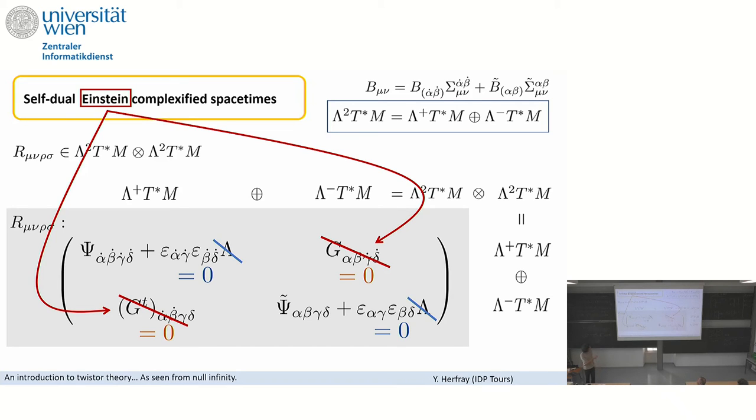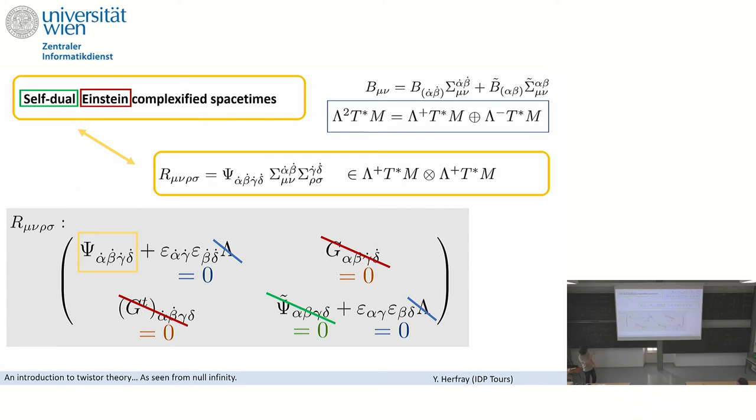So what is left? Well, you have this piece, which are the self-dual and anti-self-dual Weyl tensor. Self-dual Einstein complexified spacetimes means that the scalar curvature is zero, Ricci flat, the Einstein tensor is zero, and also the anti-self-dual part of the Weyl tensor should be zero. So all that is left is the purely self-dual part of the Weyl tensor. Sometimes people call them half-flat metrics, because half of the Riemann curvature is zero.